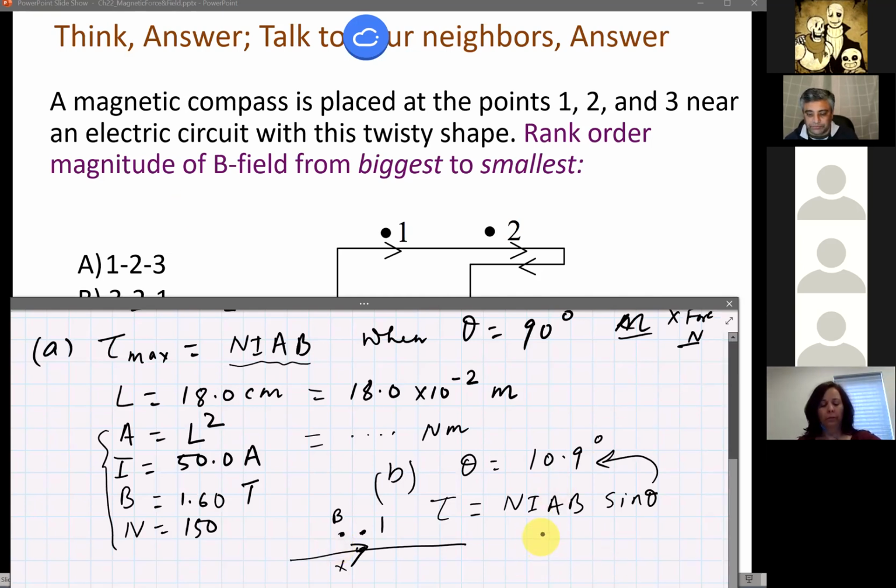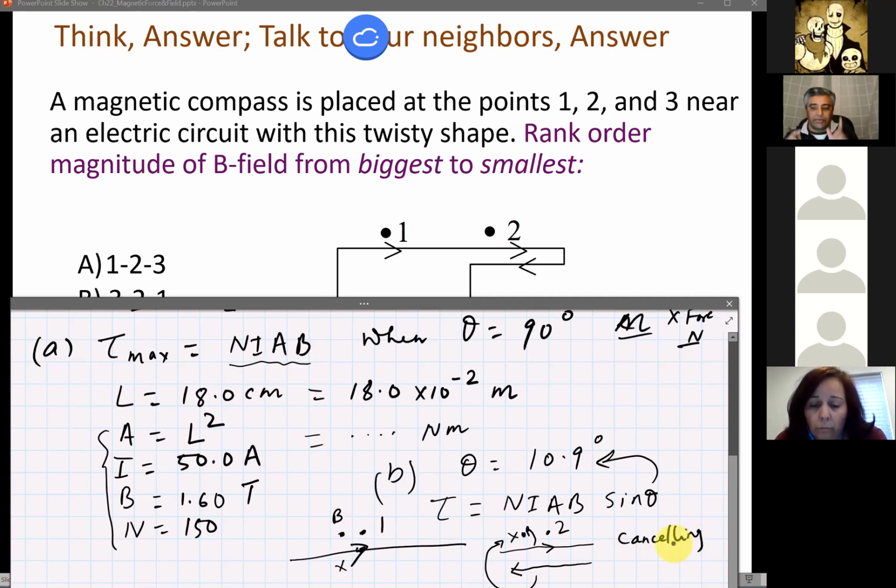Now at point 2, this one, what's happening? The magnetic field is coming out on that side, right? And when it goes like this, it's going to be going in. So this is due to this current, and this is due to this current. Looks like they're going to cancel each other, because they are in opposite directions.